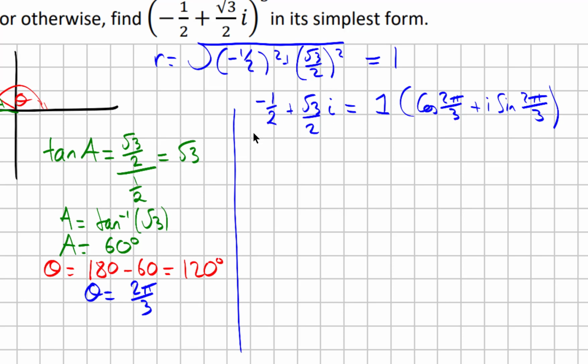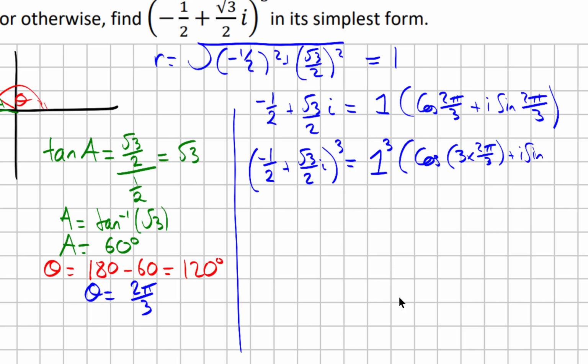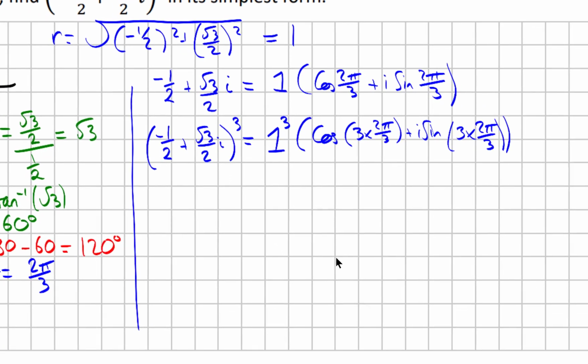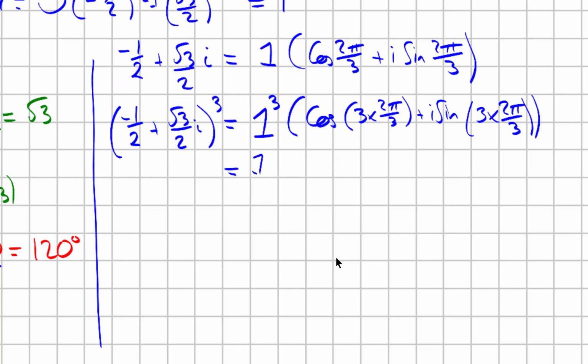Right, now I need to put this to the power of 3 using De Moivre's theorem. So minus a half plus root 3 over 2 i to the power 3. So De Moivre's theorem tells you put the modulus to the power and you multiply the angle by the power. So continuing on here, that's going to be 1 bracket cos, so 3 by 2 pi over 3 is just 2 pi, plus i sine 2 pi.